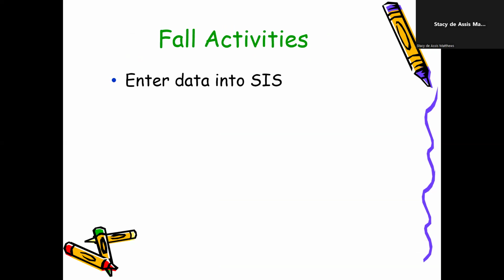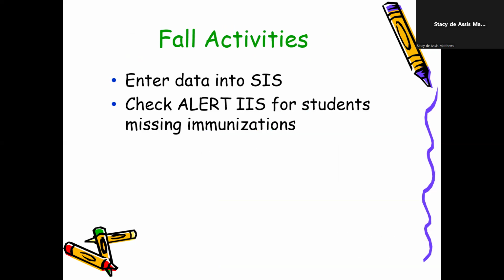To set up for success when immunization reports are due in the winter, there are some important fall activities. First, make sure to enter all the immunization and exemption dates you have for each student in your SIS. This is key so that the reports have all the data to be able to run correctly. Check Alert IIS for students missing immunizations. You can watch the part of this training about Alert IIS to find out how to get access to this system.